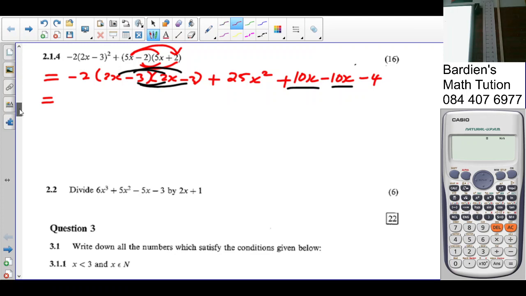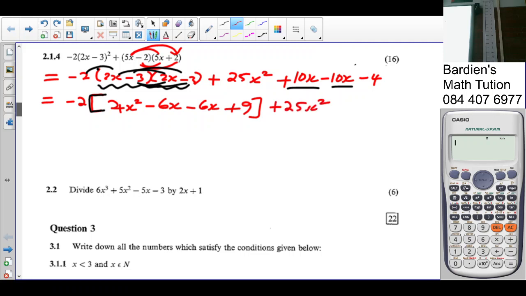So what do I write here? Negative 2. Brackets, why a bracket? Because the 2 must still also be multiplied out, not so? So I'm going to simplify this here now. So that's going to give you 4x squared. What is 2x times negative 3? Negative 6x. Negative 3 times 2x? Negative 6x. Negative 3 times negative 3? Positive 9. What's 10x minus 10x? Cancel.